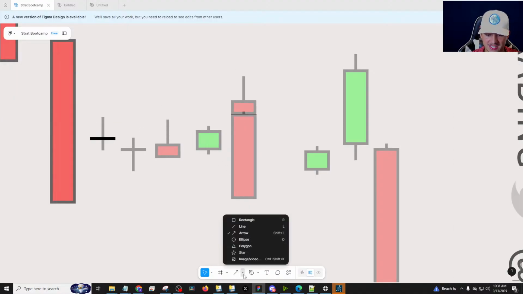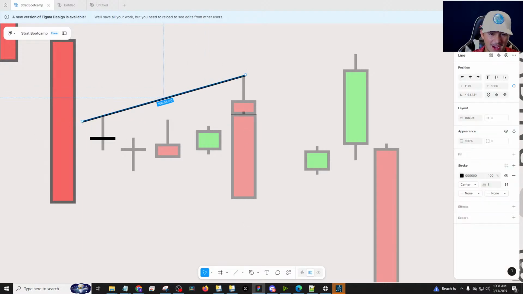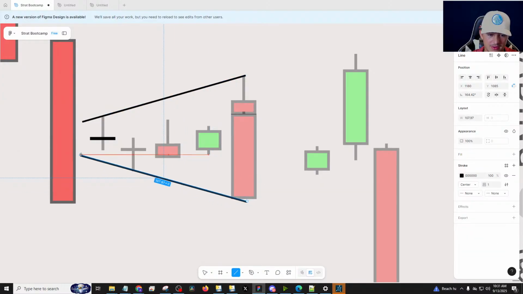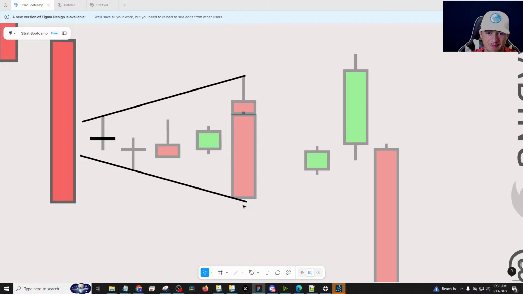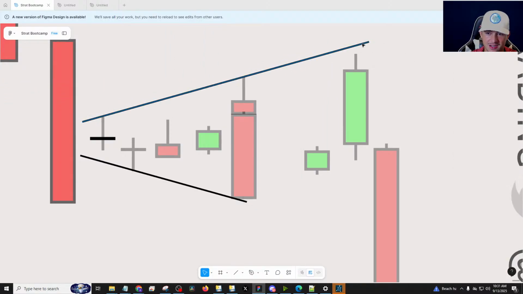We're going to draw it from right to left. So from the top of this 3 all the way back. And we're going to draw it from right to left, the bottom of this 3 all the way back. So that's our broadening formation. And then what price will do is it will test both sides of that. It's going to be our support and resistance.